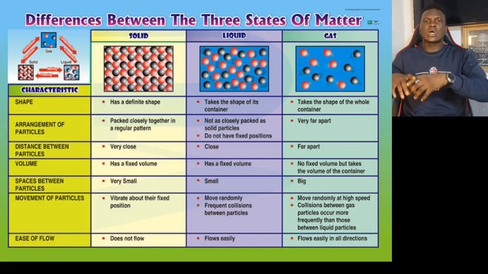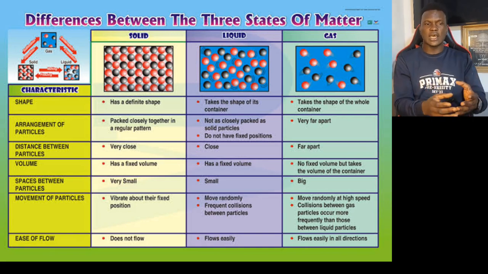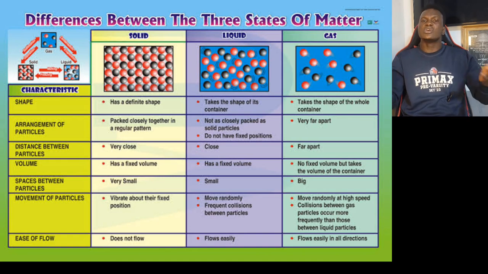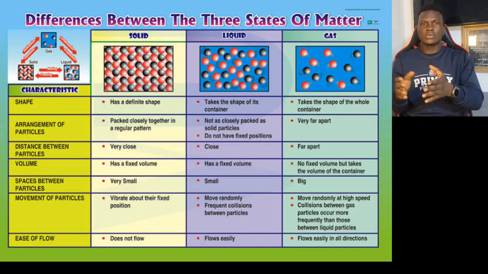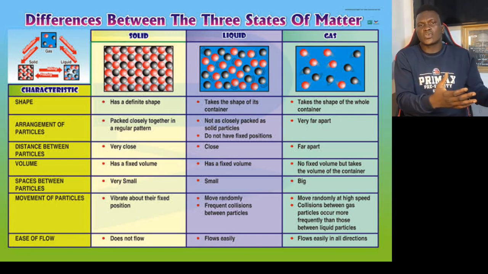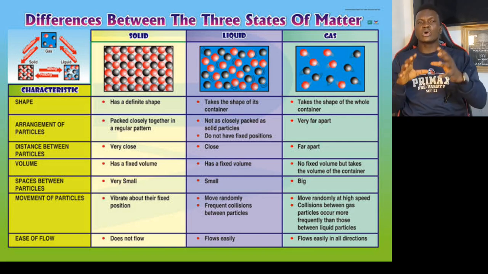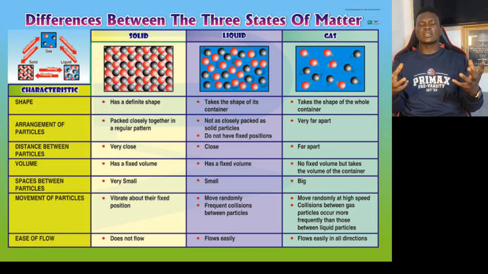So solids usually have a fixed shape, while liquids take the shape of the container, but gases occupy every available space they have. Solids have a fixed volume, liquids have a fixed volume, but gases do not really have a fixed volume. Solids cannot be compressed, liquids cannot be compressed, but gases can be pressed, can be compressed. So that is what we are trying to talk about.